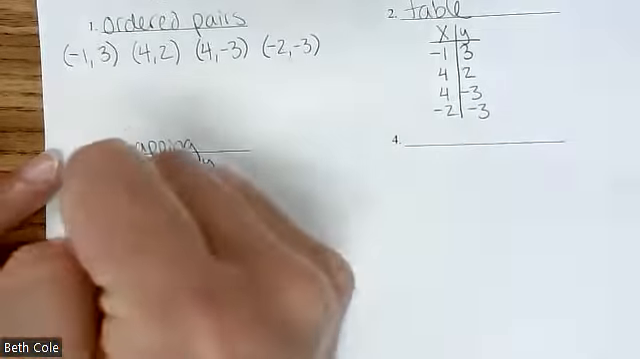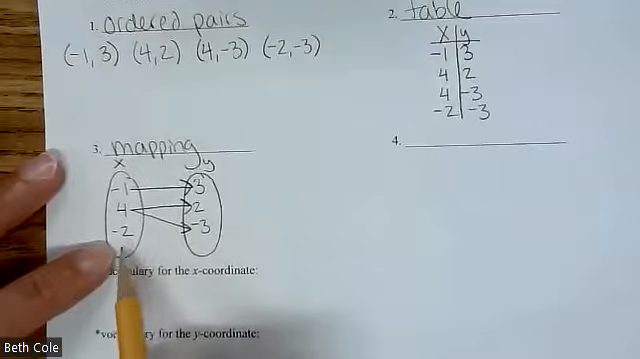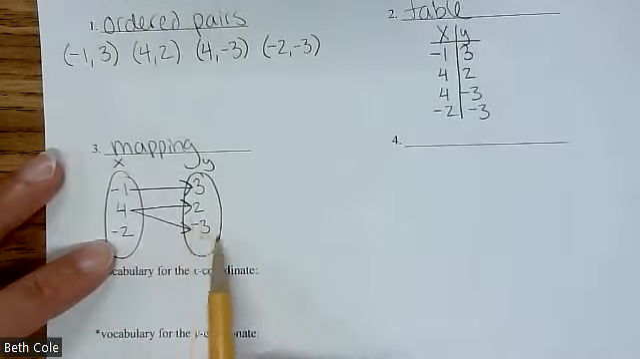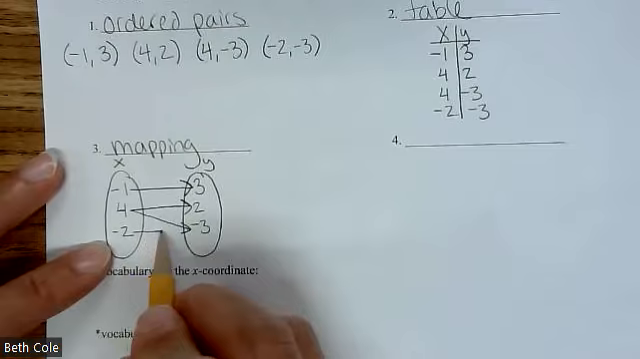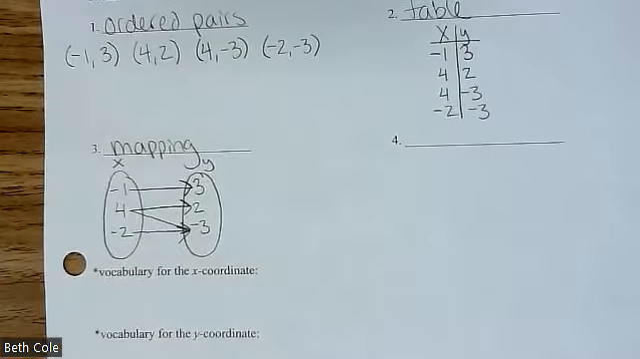And then the last one, -2 to -3. So I wrote the -2. I'm not going to write another -3 though, because do you see how I already have one? And then just draw that arrow in there. So just make sure you don't repeat them. You're not supposed to do that.